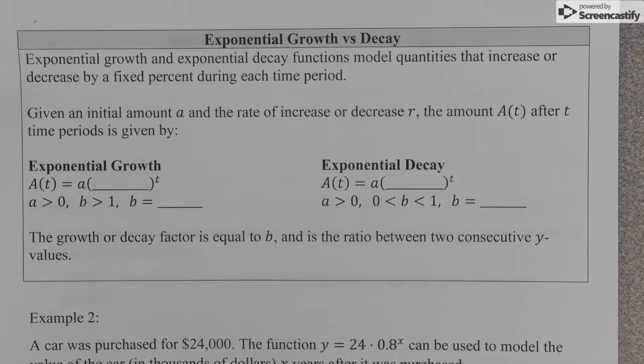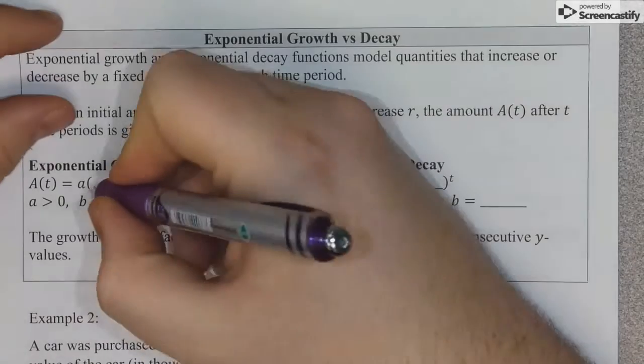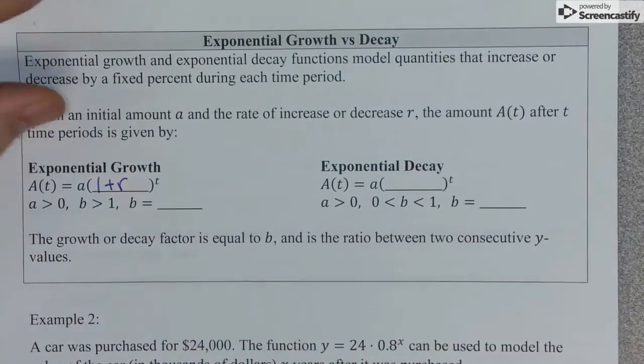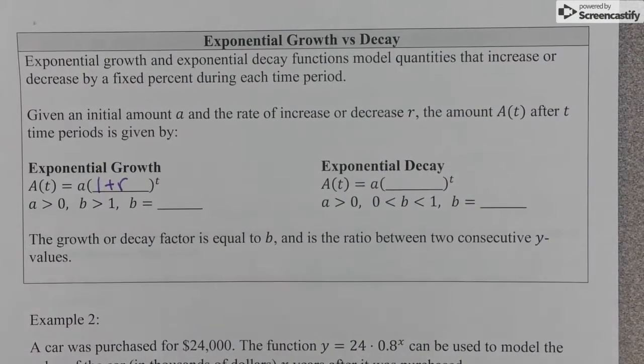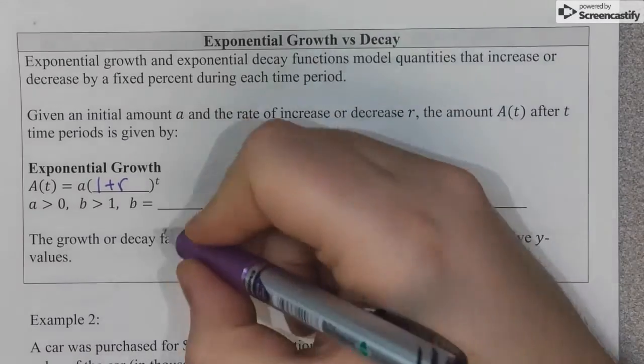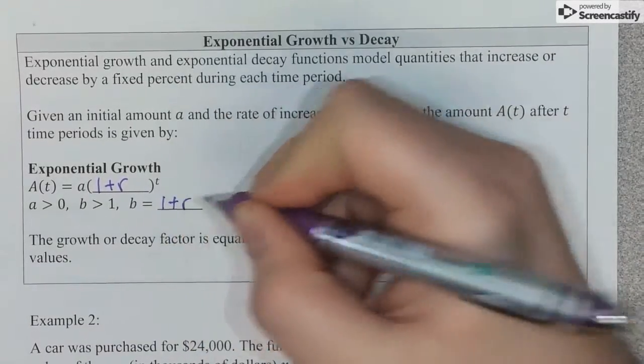Given an initial amount A and the rate of increase or decrease R, the amount A of t after t time periods is given by, so there's one or two options here. You can either have exponential growth or you could have exponential decay. If you have exponential growth, we'll work with that one first, you would have A of t equals a times 1 plus R to the power of t, where a is bigger than 0, b is bigger than 1, and b equals 1 plus R.